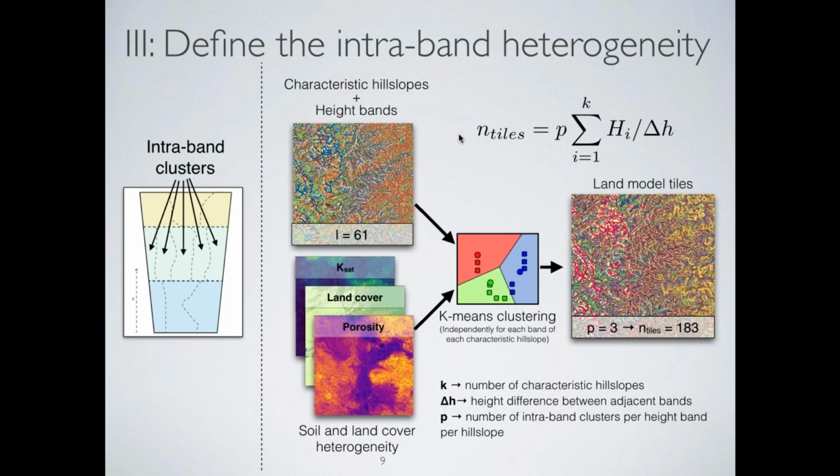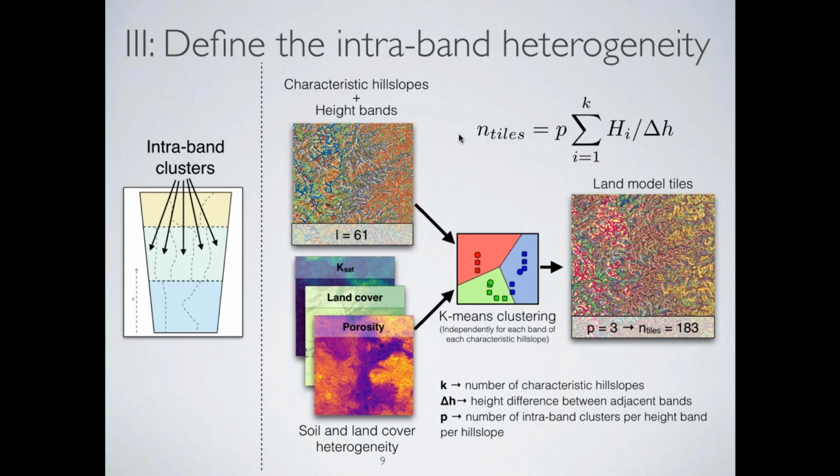So the last step is to define the intra-band heterogeneity, these intra-band clusters. So you have these characteristic hill slopes and you have these height bands. And now we want to say something about the heterogeneity within the band itself. Because in rare situations are you going to have the same porosity, land cover, etc.